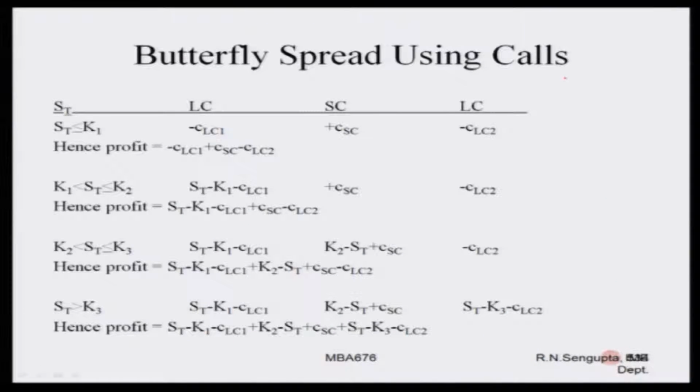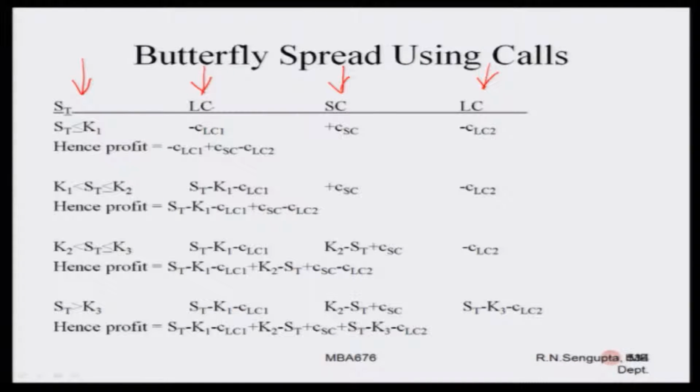Now, let us consider the matrix. The first column, as usual, is the ST in different domains, then you have the long call, then the short call, and then the long call. I have written it in this fashion, as John C. Hull has written it in his book.